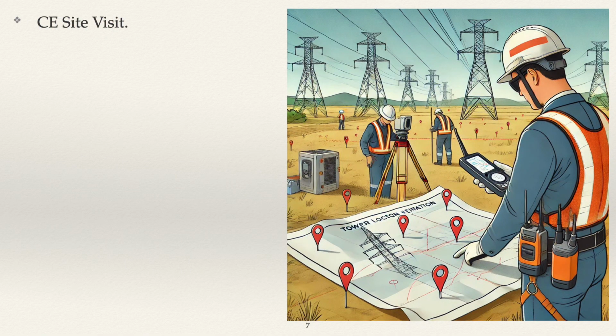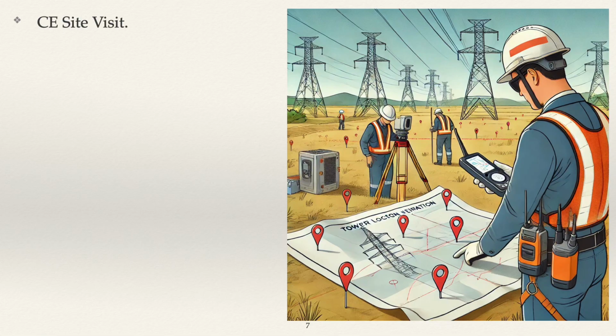Site inspection by CE on check survey. Once the check survey is completed, the consultant engineer CE conducts a thorough site inspection. This inspection ensures that the findings of the check survey align with the approved profile, technical standards, and field conditions. It is a crucial step before commencing construction to validate the contractor's work and address any discrepancies.